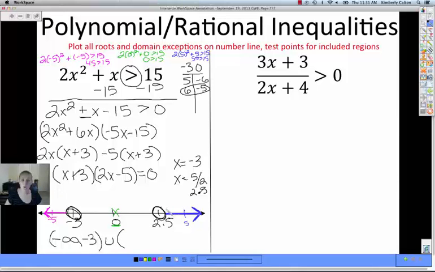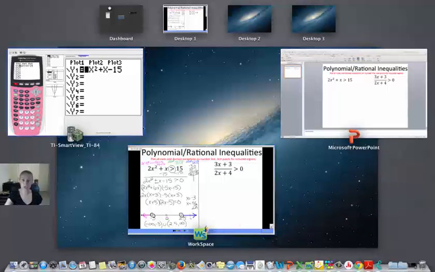Union, open parenthesis, because this is a circle, 2.5 or 5/2 to infinity. And this would be my completed answer. So my intervals, or the sections that I can test, would be from negative infinity to 3 and from 2.5 to infinity. Now if you'd like to use your calculator for this kind of problem, we can do that.